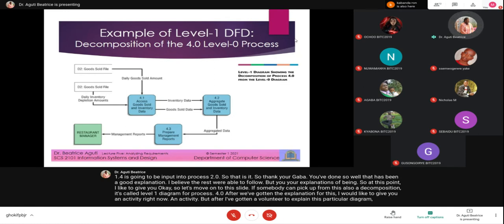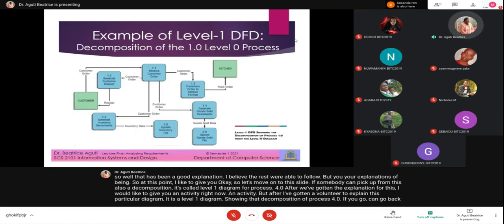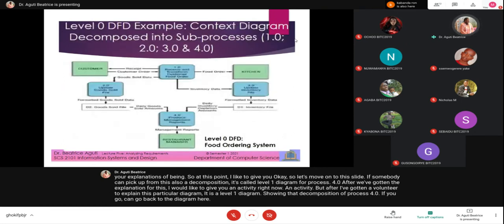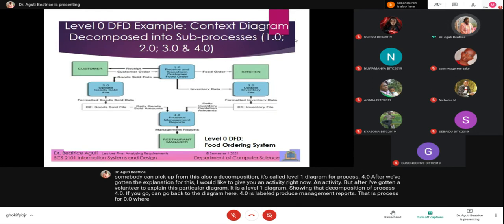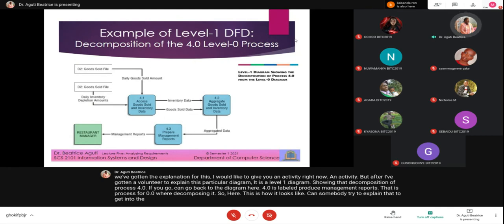It is a level one diagram showing the decomposition of process 4.0. If you go back to our diagram here, 4.0 is labeled produce management reports. That is process 4.0. We are decomposing it. So here, this is how it looks. Can somebody try to explain that so that we get into the activity? And I would like to check with you, Agaba.